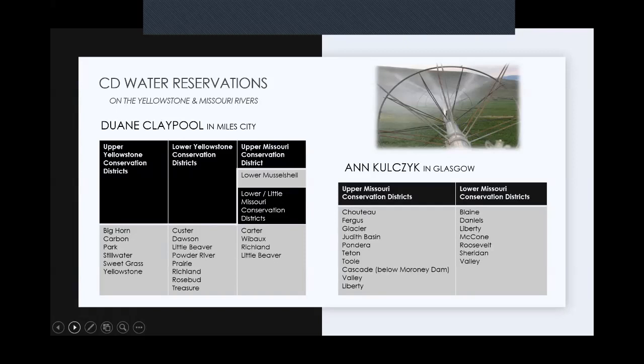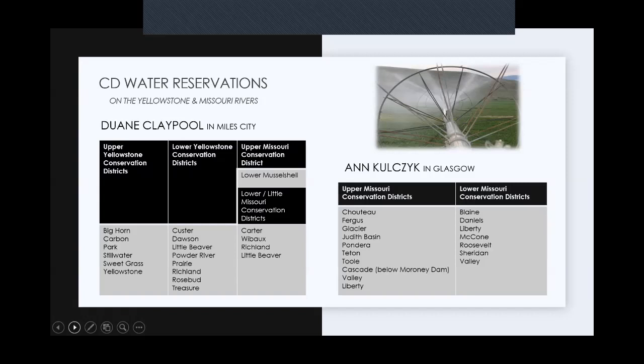Dwayne Claypool is another Conservation District Bureau employee, and he provides assistance to conservation districts on water reservations. Yes, as Lori mentioned, I am Dwayne Claypool. I work out of the Miles City CD Bureau office, and for the last 35 plus years I've worked with districts on their water reservations. Today I have about 5 minutes to give a general overview of the CD water reservations that districts have.